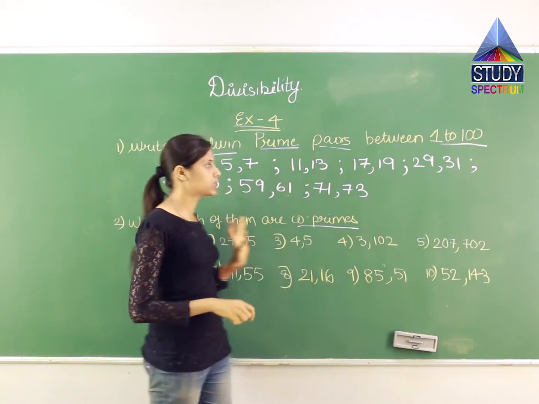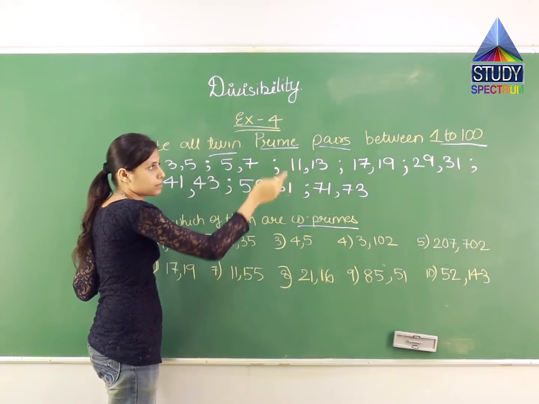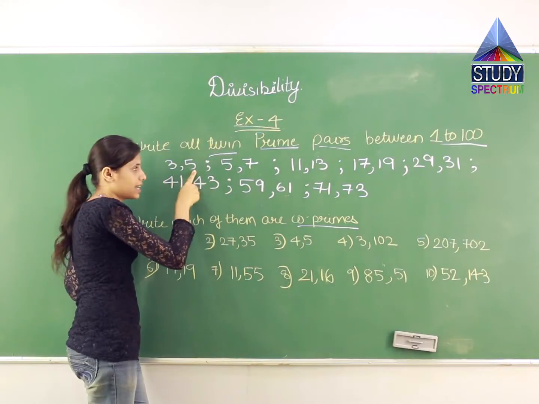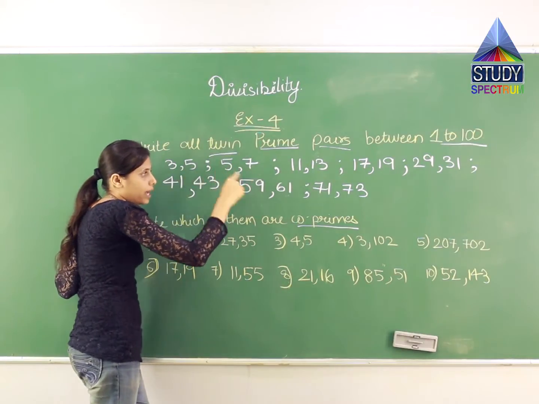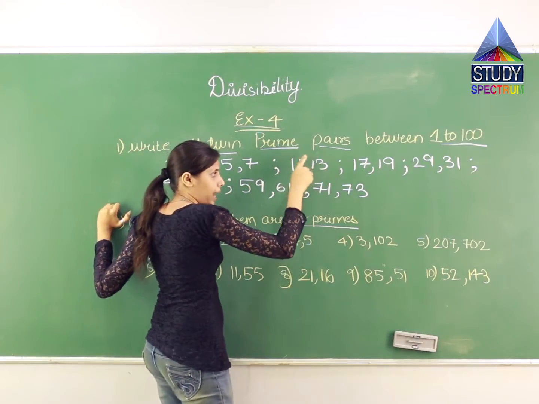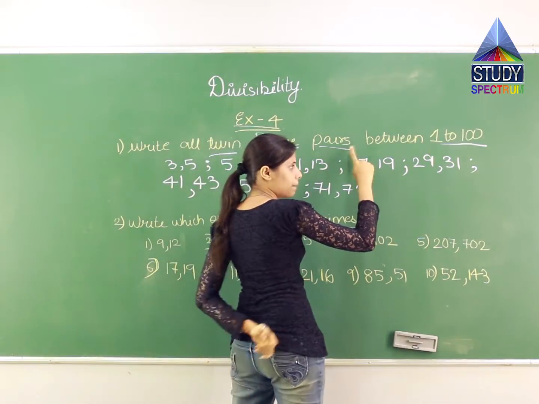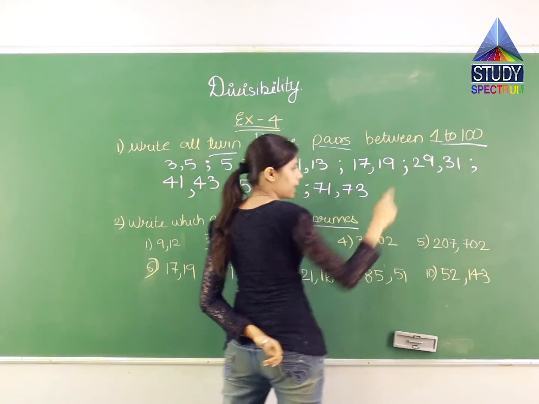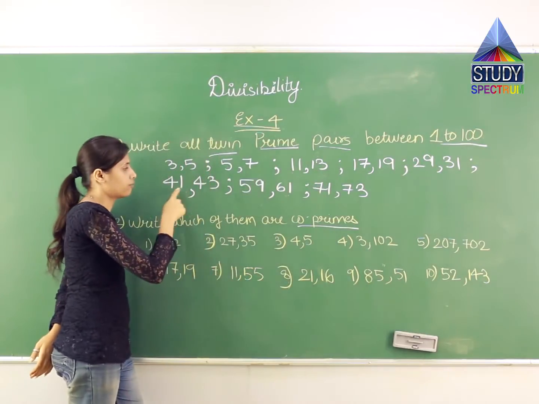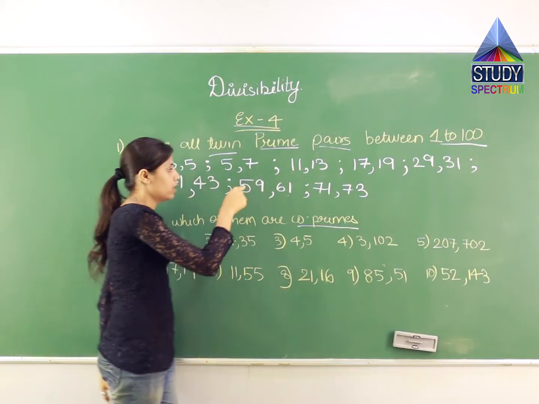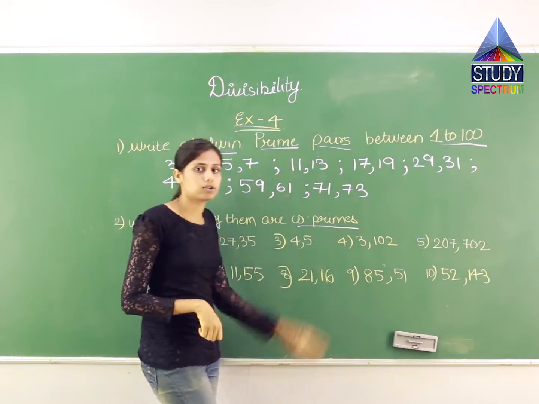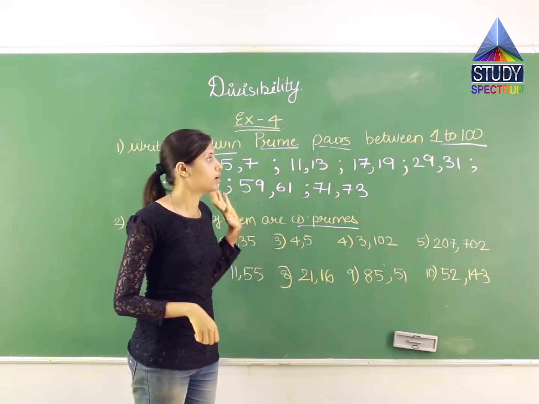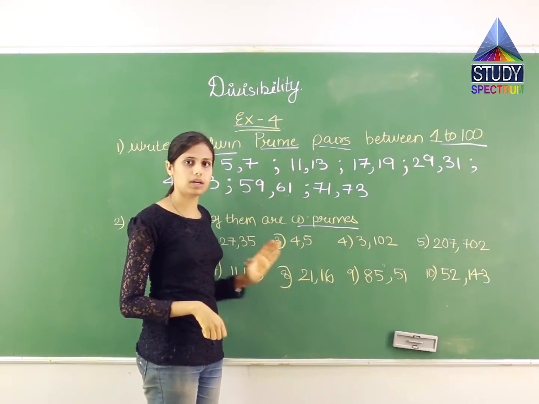So these are the twin prime pairs between 1 and 100. That is 3 and 5, 1 pair, 5 and 7, 1 pair, 11 and 13, 1 pair, 17 and 19, 1 pair, 29 and 31, 1 pair, 41 and 43, 1 pair, 59 and 61, 1 pair, 71 and 73, 1 pair. So these are the pairs of prime numbers, twin prime numbers.